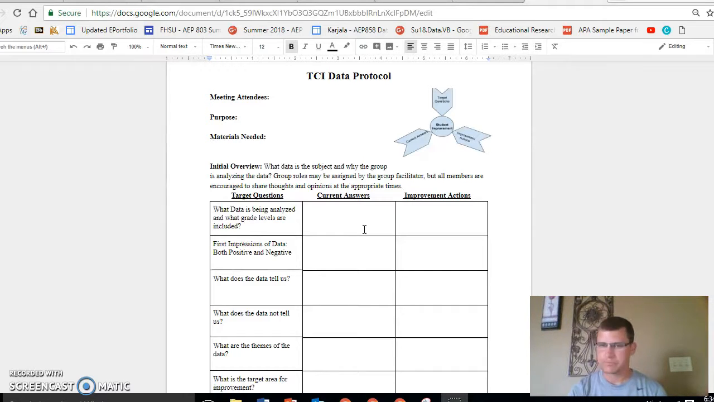Above, I created a short little graphic here with the center being student improvement, and then the three areas around it being target questions, the current answers, and our improvement actions that are all going to lead to that student improvement, hopefully if we attain our goal.